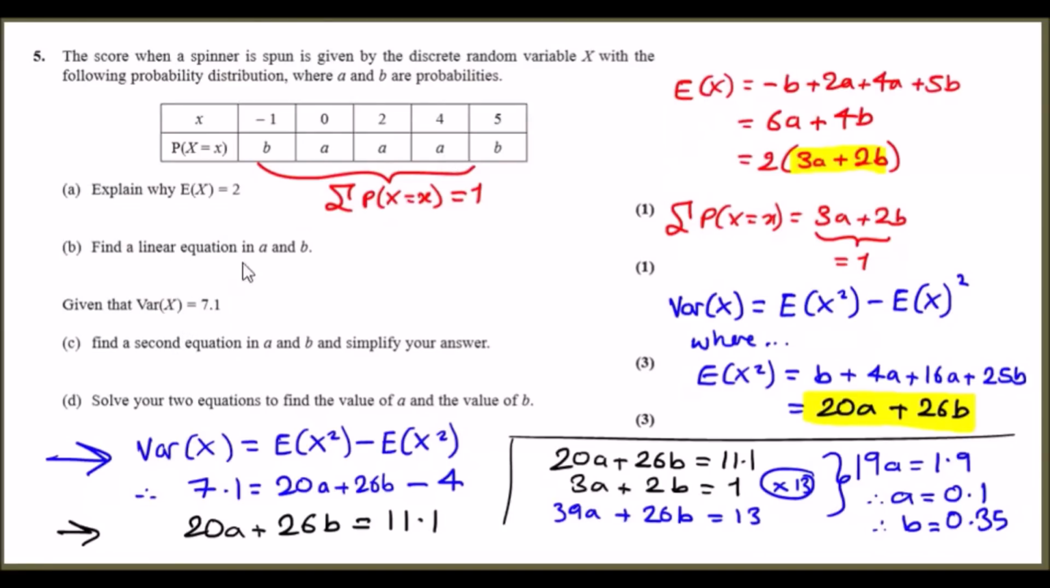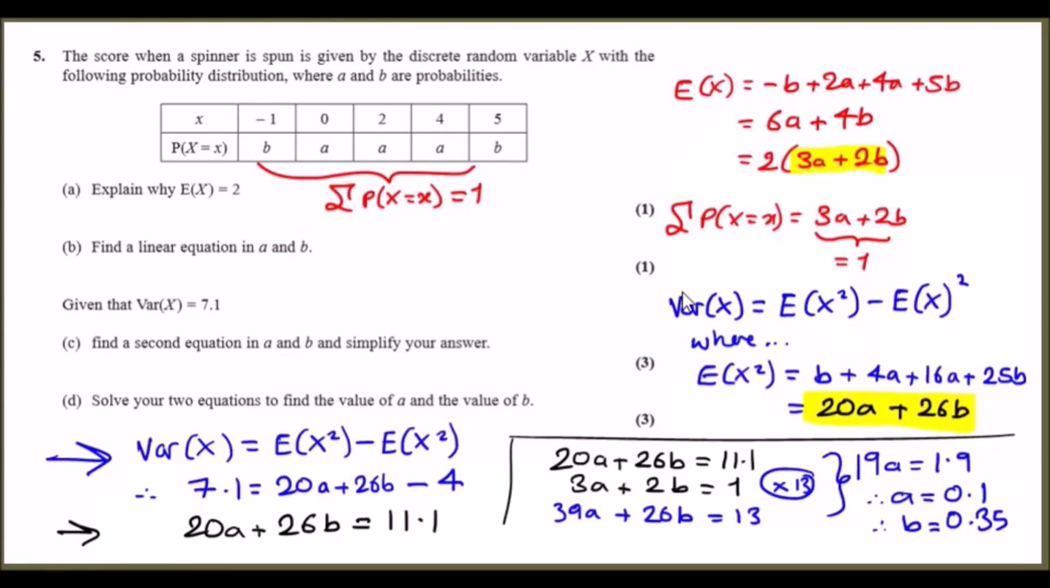So B is actually done already. So next one, C and D. Given that the variance of x is 7.1, straight off the bat, write a variance equation like I did here, which is equal to the expected value of x squared minus the mean squared. And x squared literally means that you write an x squared here and make a new table. Okay, so find the second equation in A and B, and simplify your answer, and then solve both equations from part B and C.